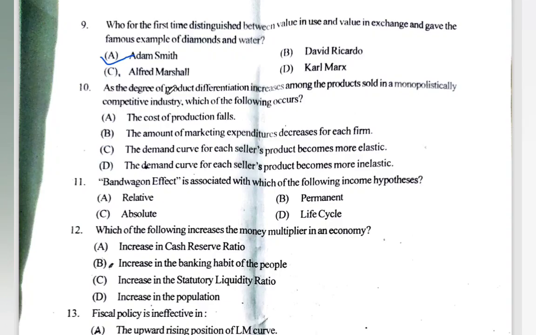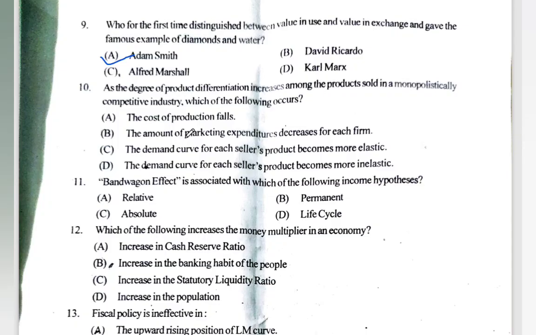Question number 10. As the degree of product differentiation increases among the products sold in a monopolistically competitive industry, which of the following occurs? Option A, the cost of production falls. Option B, the amount of marketing expenditure decreases for each firm. Option C, the demand for each seller's product becomes more elastic. Option D, the demand for each seller's product becomes more inelastic.